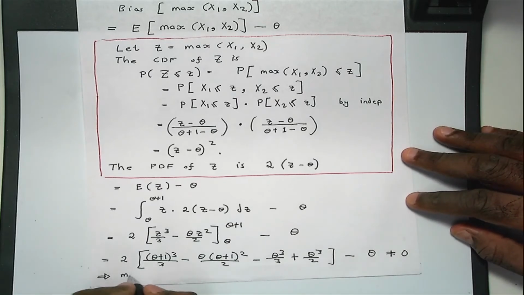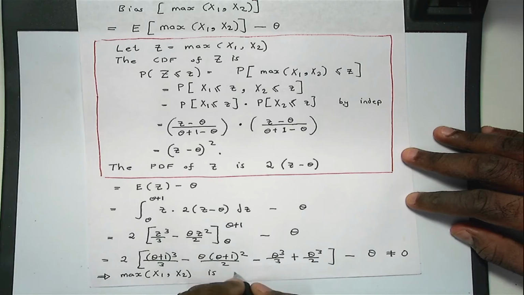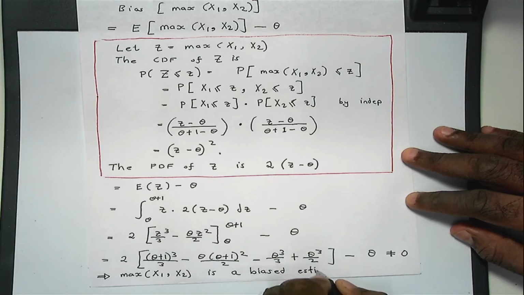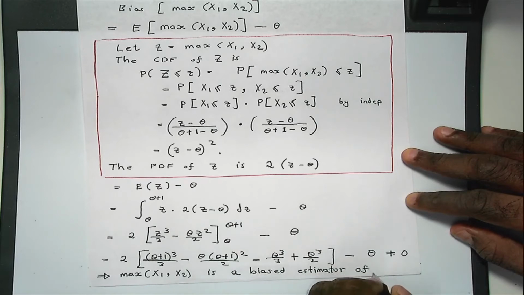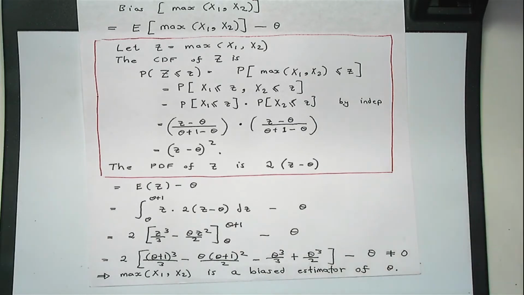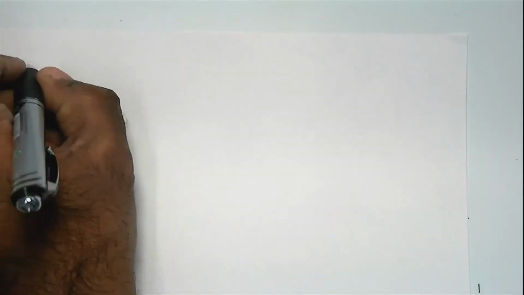the estimator max of the sample is a biased estimator of theta. In other words, it is not an unbiased estimator. So that completes example 5. Next, example 6.